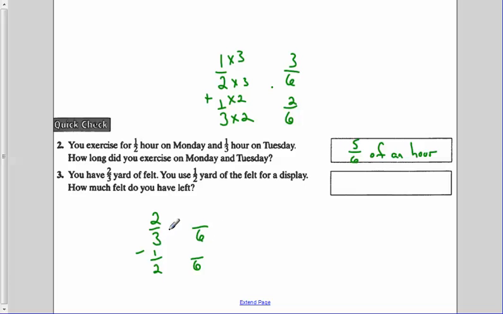And the least common denominator is 6. So 3 times 2 gave us 6, so we do that to our numerator, and we get 4. And 2 times 3 is 6, so we do that to our numerator, and we get 3. So 4 minus 3, we get 1/6 yard of felt that's left.